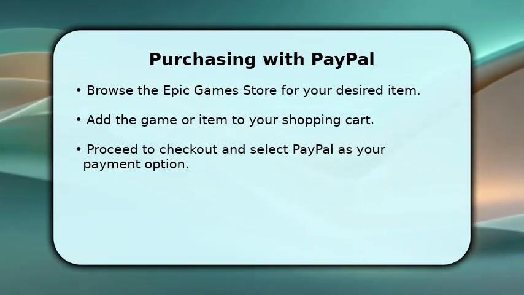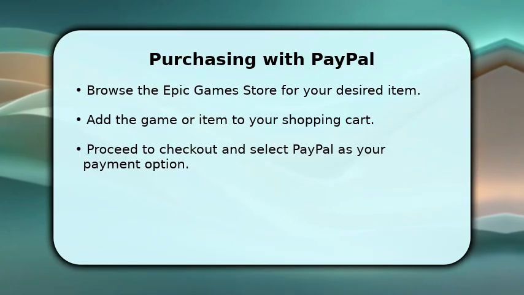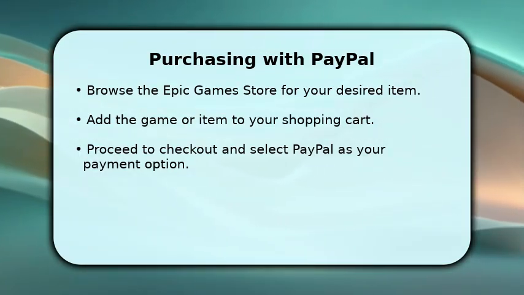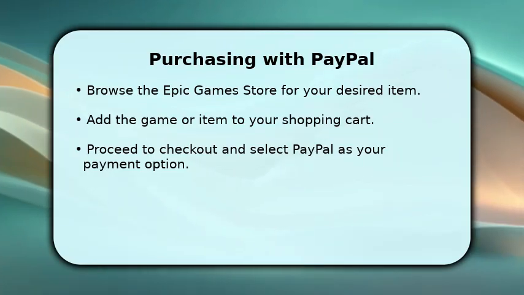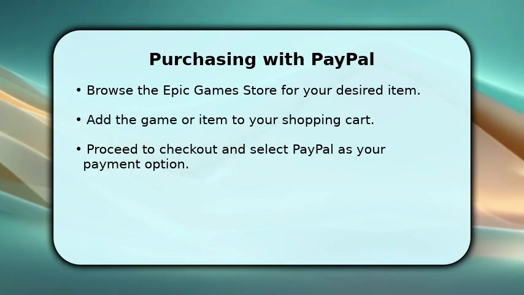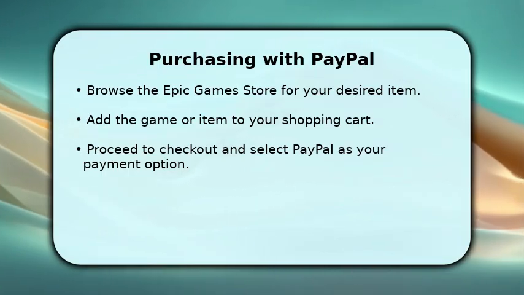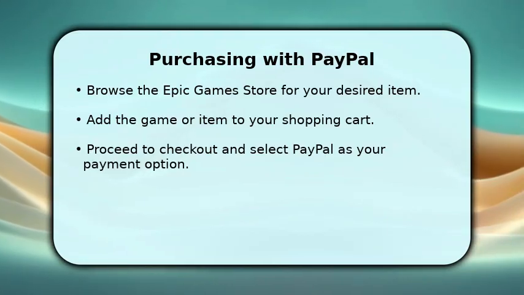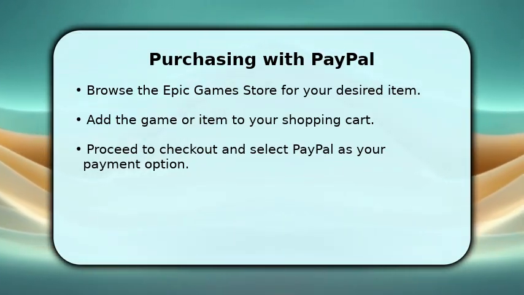Browse the Epic Games Store for any game, DLC, or item you wish to buy. Add your selections to your shopping cart. When you are ready, proceed to the checkout page. Among the payment options, choose PayPal. A secure PayPal window will appear, prompting you to confirm your purchase. Review the details, click to confirm, and your transaction will be complete in just a few moments.